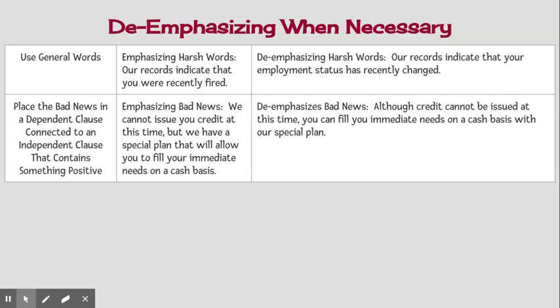Instead of saying, we cannot issue you credit at this time, but we have a special plan that will allow you to fill your immediate needs on a cash basis, you can say that although credit cannot be issued at this time, you can fill your immediate needs on a cash basis with our special plan. Again, the reader wants to see what's in it for them, that WIIFM that we saw in the last chapter.